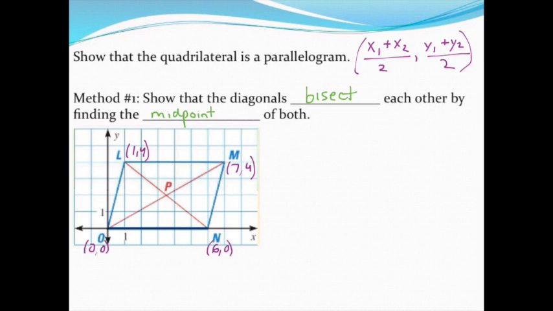Let's take a look at 3 different ways that we can prove that a quadrilateral is a parallelogram using coordinates. The first method that I'm going to show you is going to use the property that diagonals bisect each other in order to prove this.